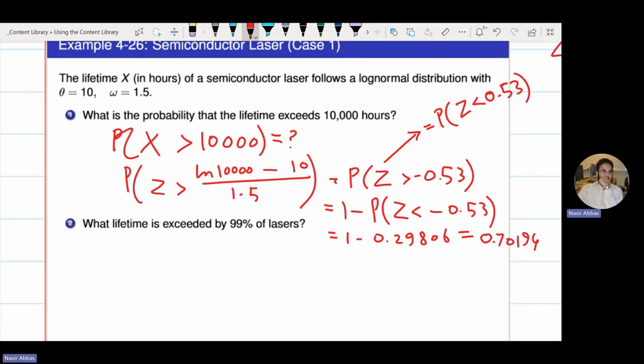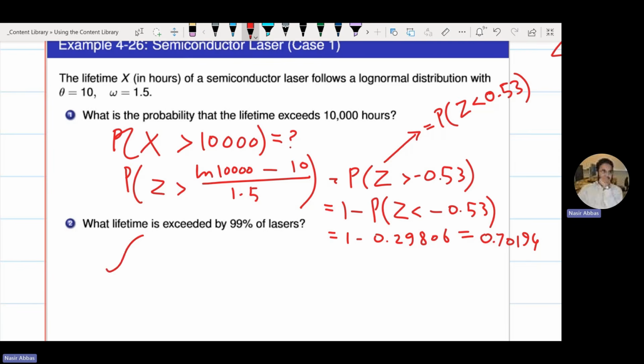What lifetime is exceeded by 99%? Again, the confusion here is whether the question is about the first percentile or the 99th percentile. What is the value of x that is exceeded by 99% of the values? What if the question says what lifetime exceeds 99% of lasers? So be careful with the identification. The biggest confusion comes with exceeded by and exceeds. So practice with these two words. Here the question is what lifetime is exceeded by 99%.